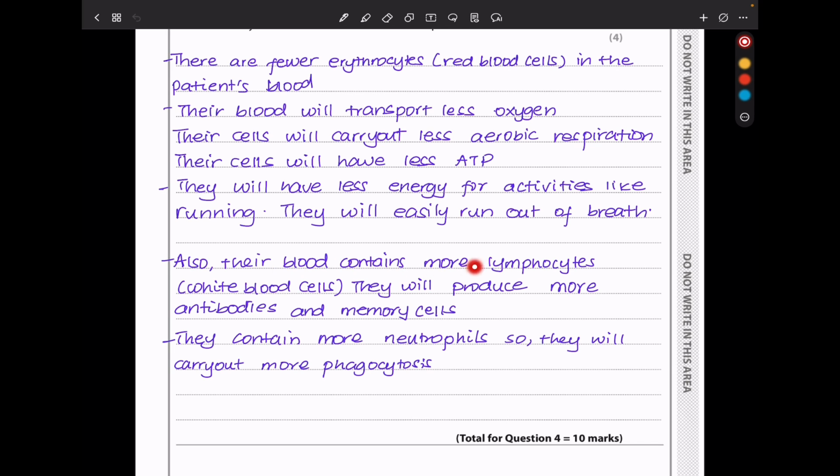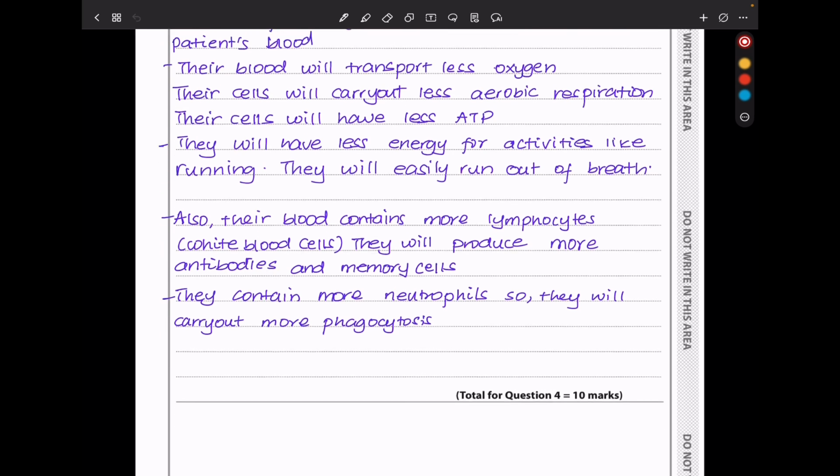Also, their blood contains more lymphocytes, which are the white blood cells. They will produce more antibodies as well as memory cells. The other type of white blood cells, they contain more neutrophils, so they will carry out more phagocytosis.